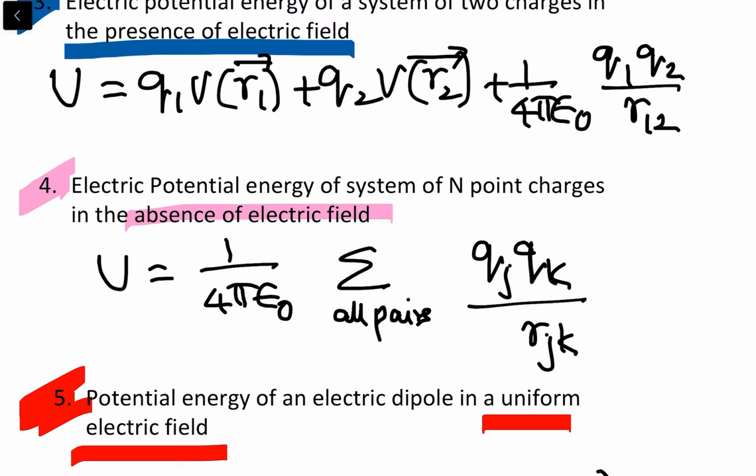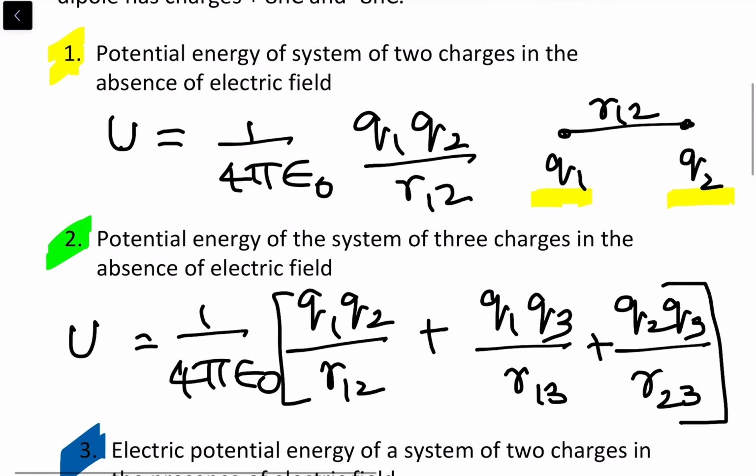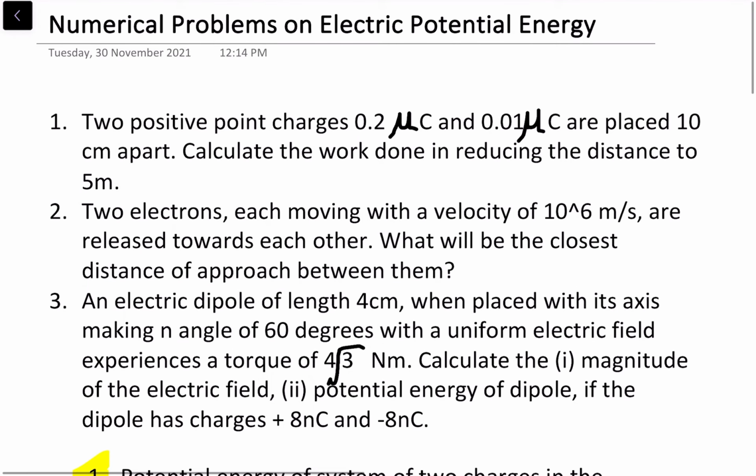So for example, I have taken only three problems here. Let's see the first problem without wasting much time. Two positive point charges, 0.2 microcoulombs and 0.01 microcoulombs, are placed 10 centimeters apart. Calculate the work done in reducing the distance to 5 centimeters.